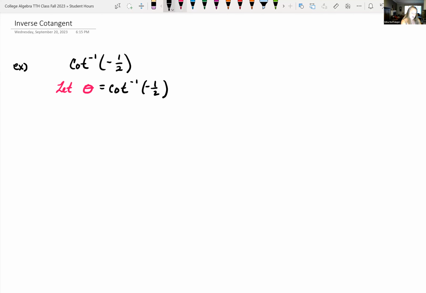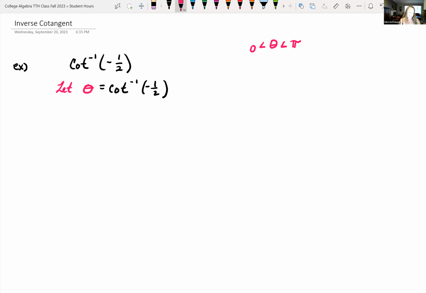Recall that for cotangent inverse, the theta value has to be between 0 and pi, so we need to keep this in consideration. If we get back a negative value for theta, we know that it has to be in the second quadrant for this cotangent inverse.